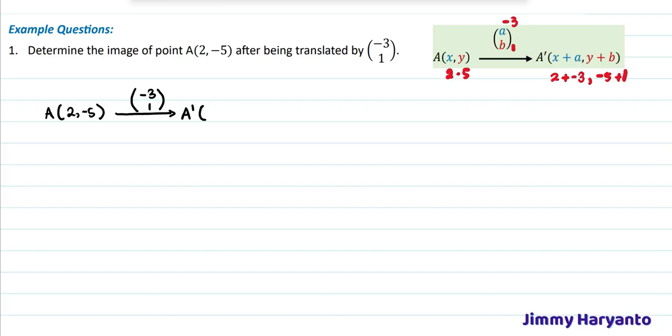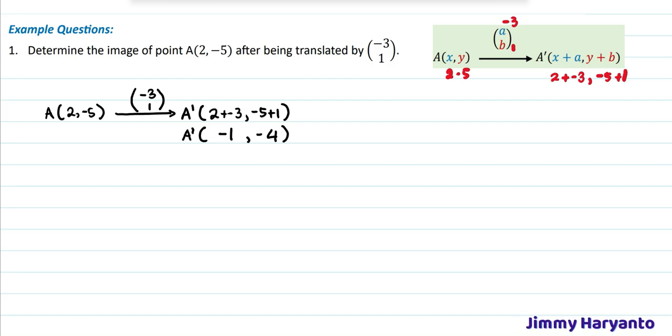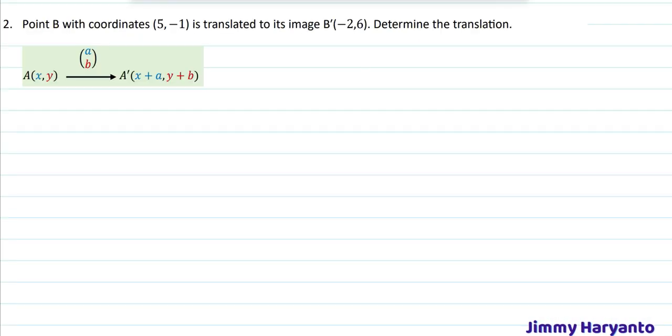There you go. This is how you find the image of the point. So we have 2 plus -3, and -5 plus 1. Therefore A prime will be -1, -4. This is the image of point A in this example question.